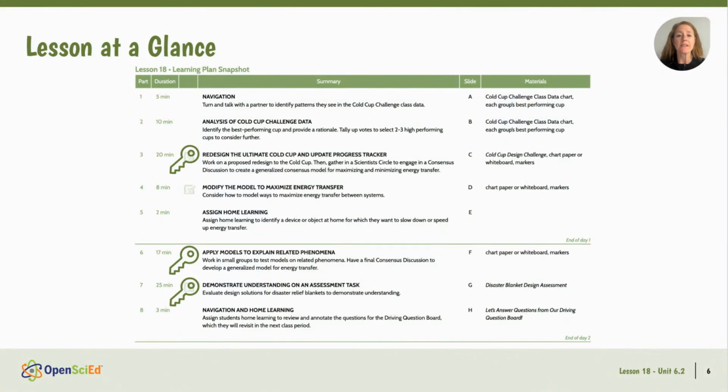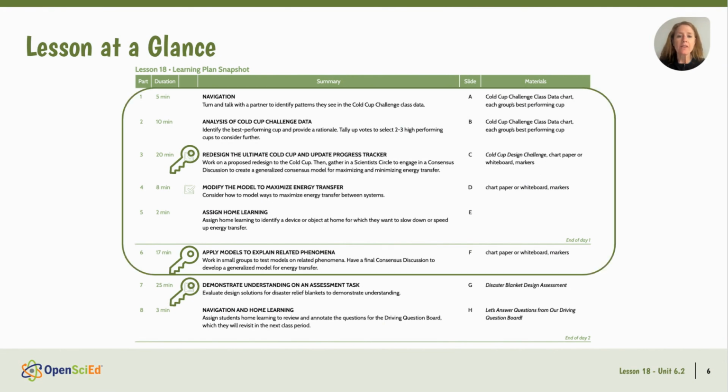Here's our learning plan snapshot for lesson 18. On day 1 and the start of day 2, we'll analyze our cold cup challenge data and work on a proposed redesign before creating a generalized consensus model. We'll then start thinking about how to modify our model to maximize energy transfer between systems. So we summarize our understanding about what we figured out about rate of energy transfer.